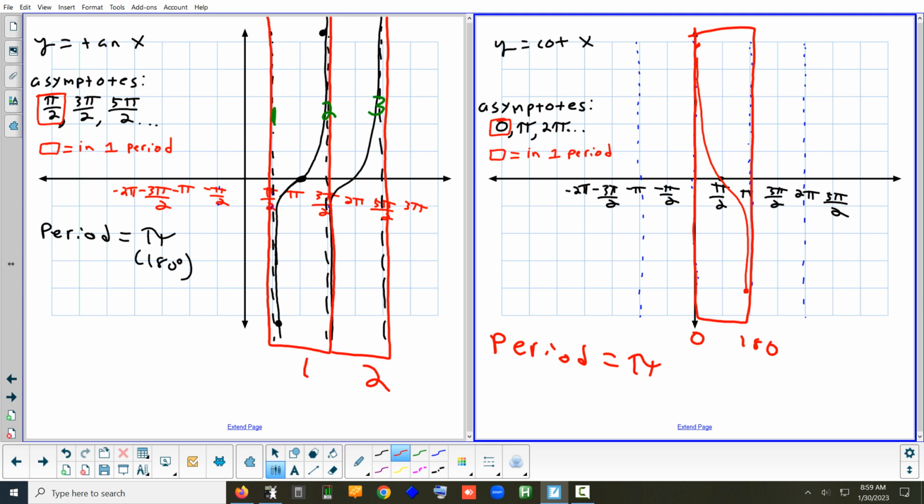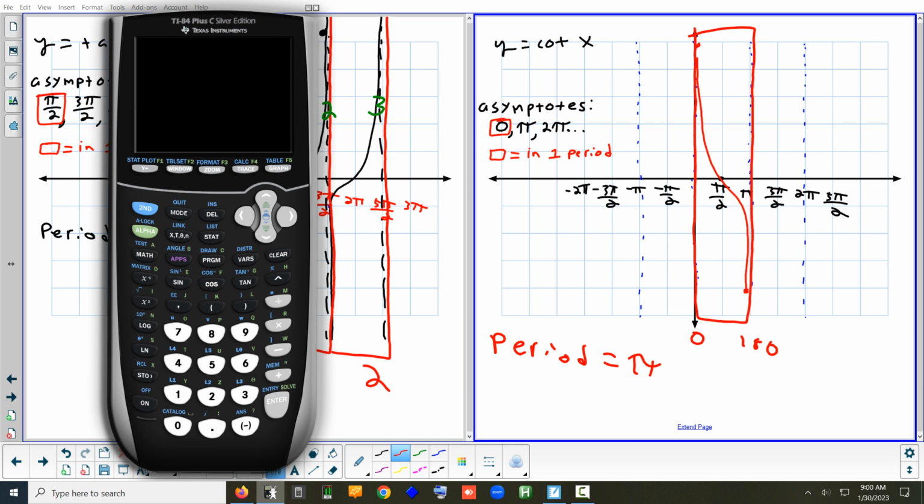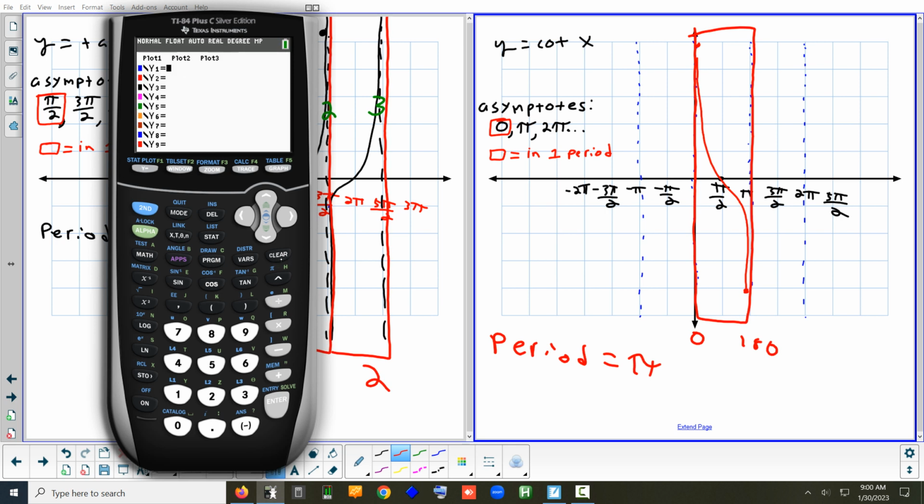What else do they have in common? They both have asymptotes, but even more specifically, they have one asymptote per period. Same idea as tangent. You can't say that two belong to the same cycle because then it doesn't leave something for the next cycle. And if you want to graph that one on the calculator, as Declan said, it's the reciprocal, so you have to type it in as 1 over tangent. And let me do zoom 7 so you can see a lot more.